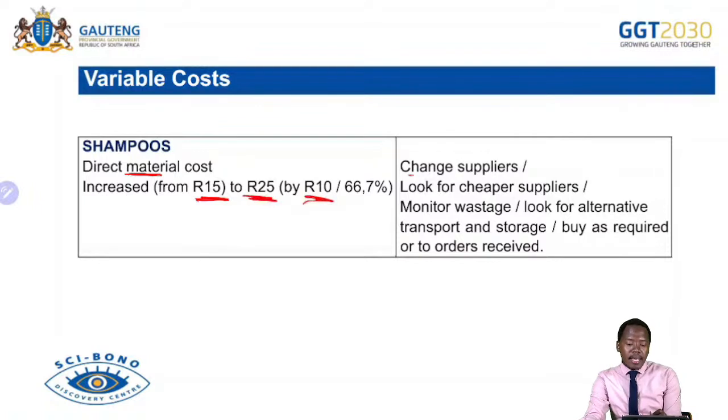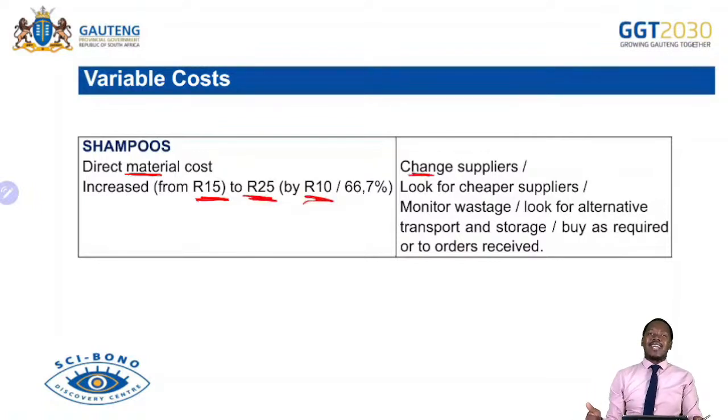I'm going to change a supplier. I'll look for a nearby supplier. Maybe I'm ordering in Gauteng and I'm in KZN, so I'm ordering from far. So I will look for a local supplier so that I don't travel for long. Or I look for a cheaper supplier. But when I'm looking for a cheaper supplier, I must still maintain the best quality.